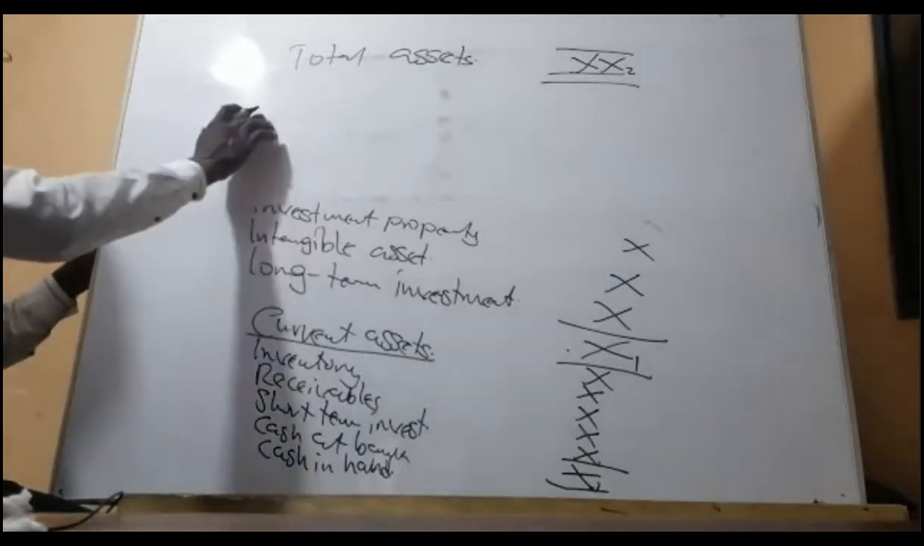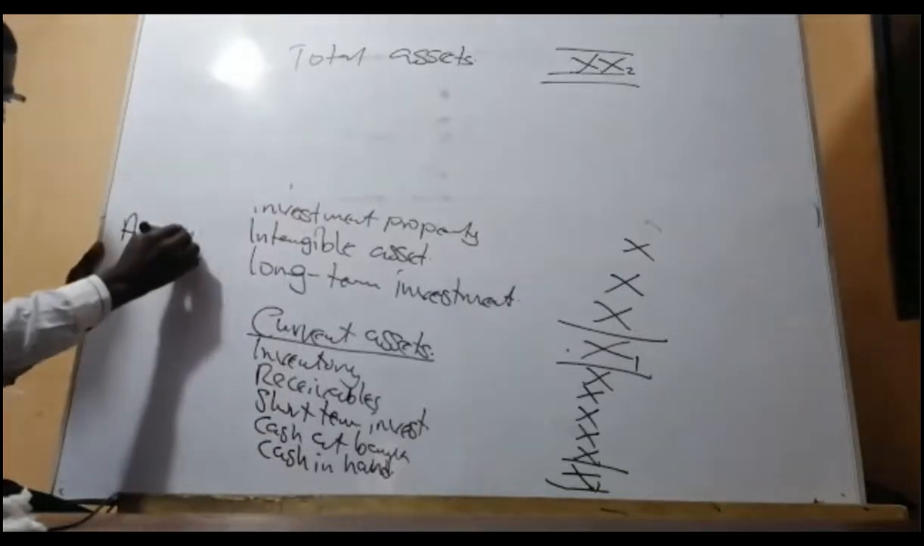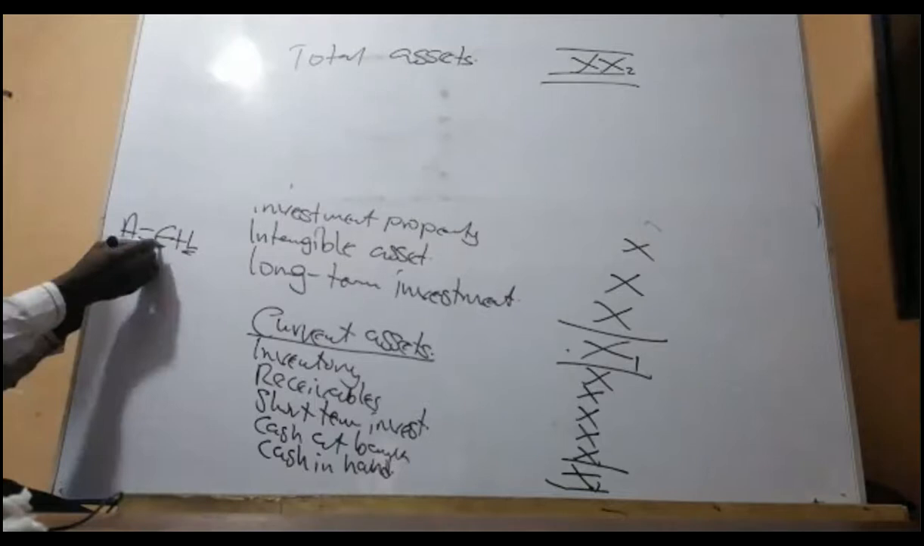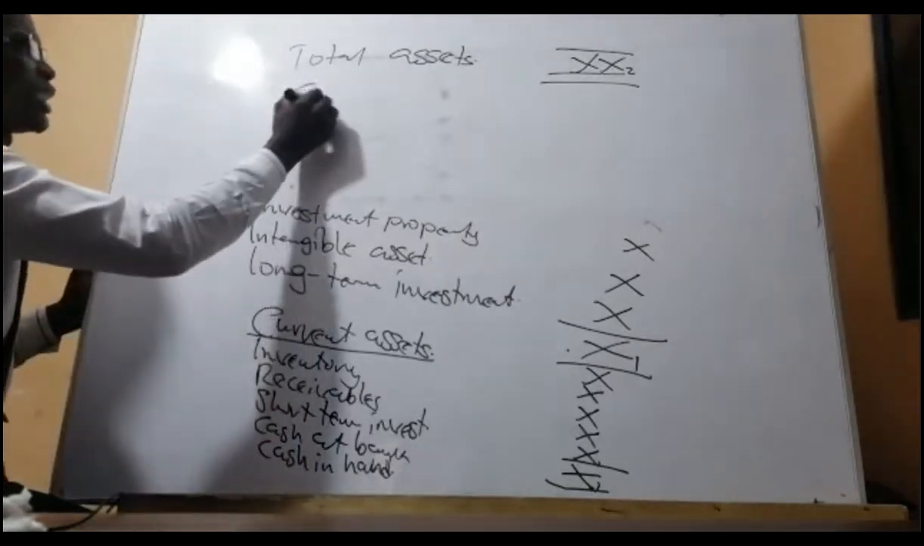Now we are done with assets. We are still using assets equal to equity plus liabilities. So what's the next item? Equity. So let's write here, equity.